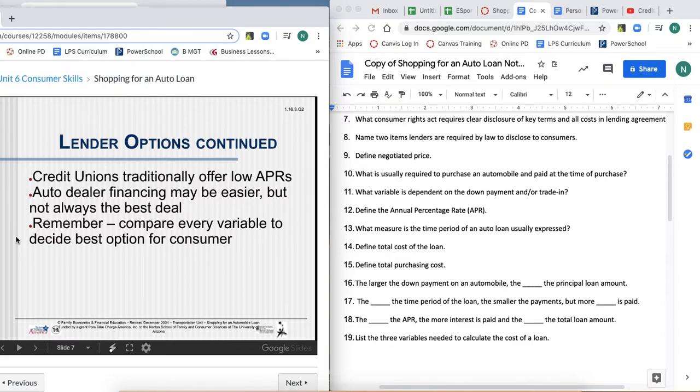So you do have to do a lot of research before you go and look into buying a car, because you want to have the best option for you. You want to get the loan that best fits your lifestyle and can give you the best option for the car that you're looking to buy.